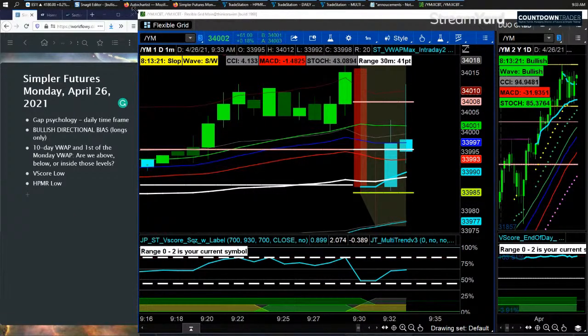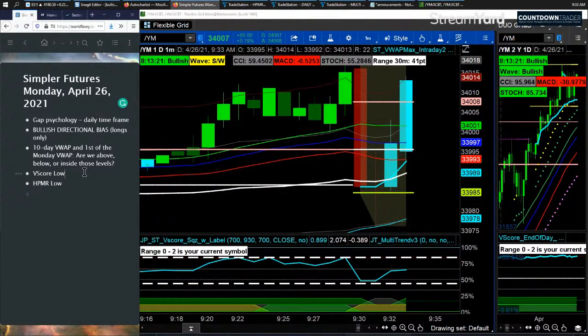All right. So again, the first thing, and let me walk you guys through that setup. V-score low and HPMR lows. These are the first two pitches that I'll be looking for in the morning.